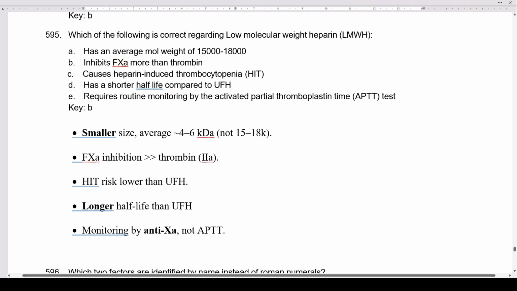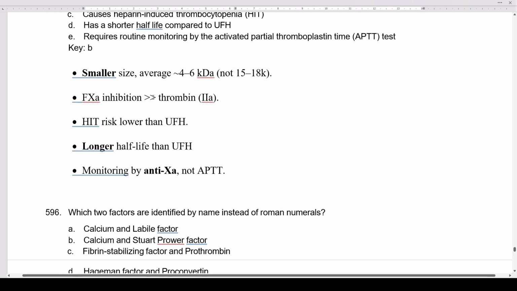Third, causes heparin-induced thrombocytopenia. The risk is lower in low molecular weight heparin and increased in unfractionated heparin. Has a shorter half-life compared to unfractionated heparin? No, the half-life is longer. Requires routine monitoring? Routine monitoring is not needed in case of low molecular weight heparin or clexane, which we give to the patient. In that case, we don't do the APTT test. But if you give unfractionated heparin to the patient, then we will do the monitoring by APTT.